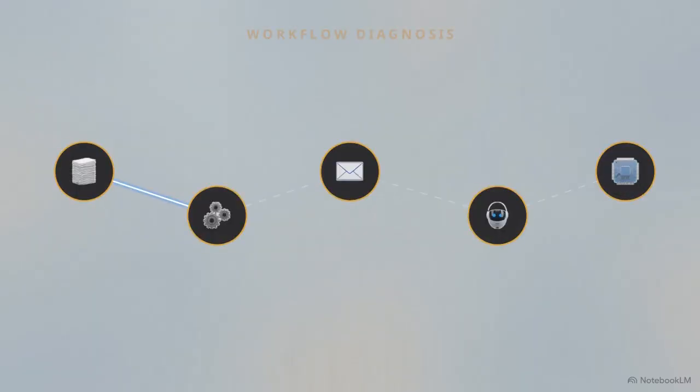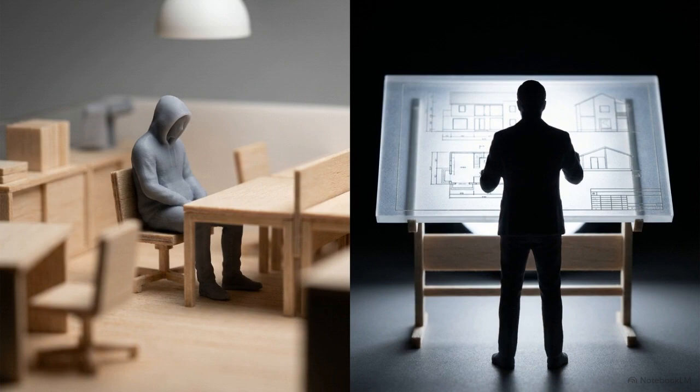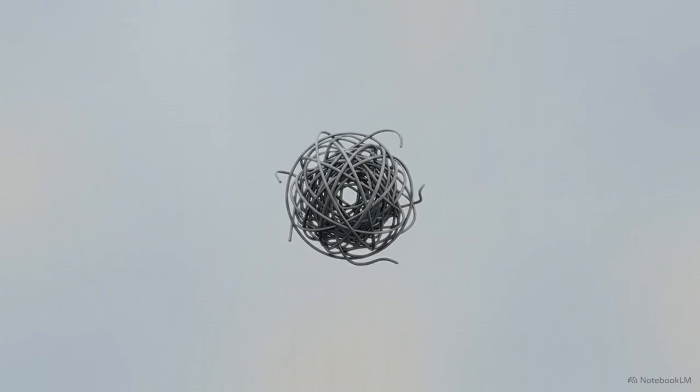Your goal is to map exactly why the process breaks down and then redesign it. You are stepping into the role of an organizational AI change champion. Instead of acting as a frustrated end user, you will operate like a service designer, evaluating messy systems, finding the bottlenecks, and implementing targeted AI-enabled solutions.